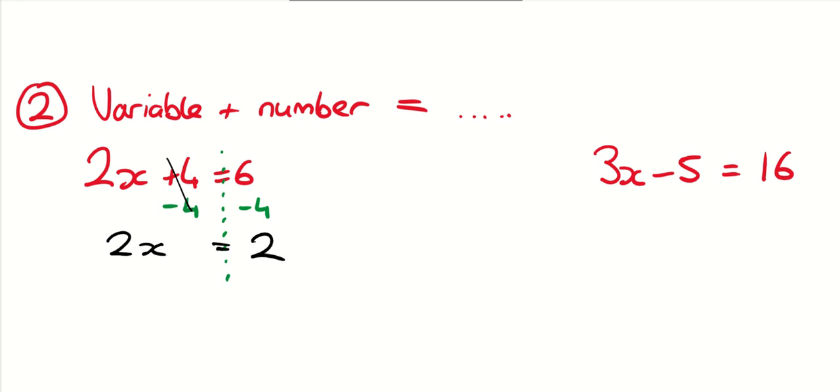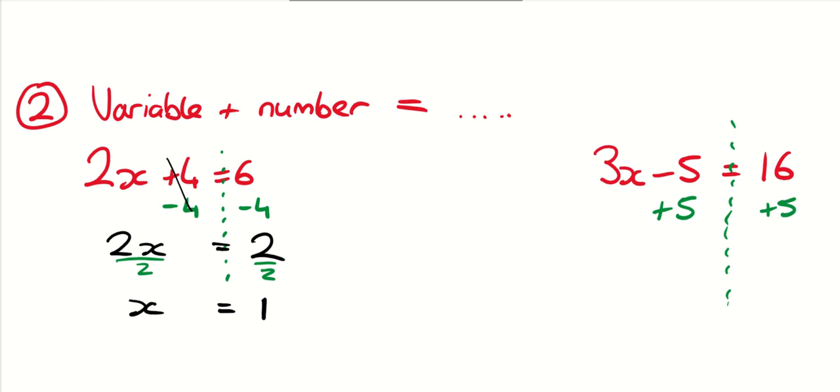So 2 multiplied by what is 2? We can divide by 2 or just do it in your head. We've got x equals 1. Okay, so remember, what you do to one side of the equals, you must do to the other. So if you go to the right-hand side here now, we have 3x minus 5 equals 16. So let's get rid of this 5 by plussing 5, but we have to do it to the other side as well.